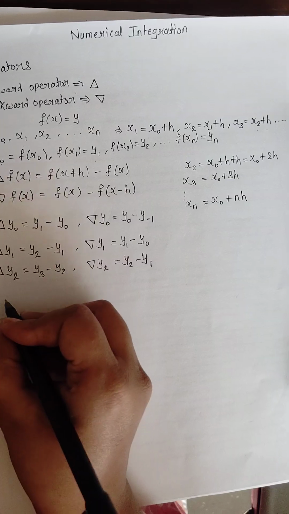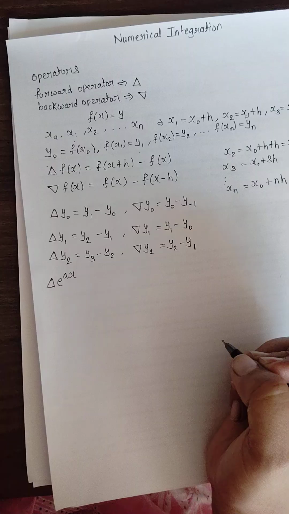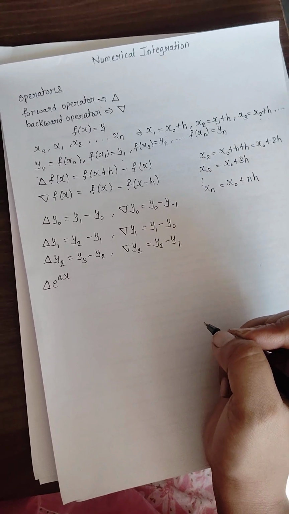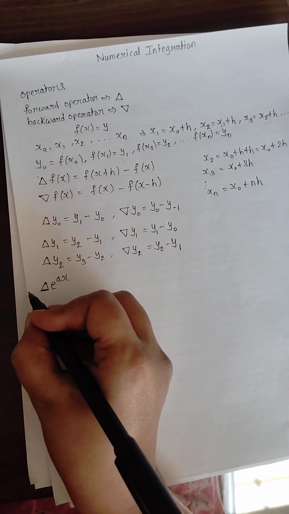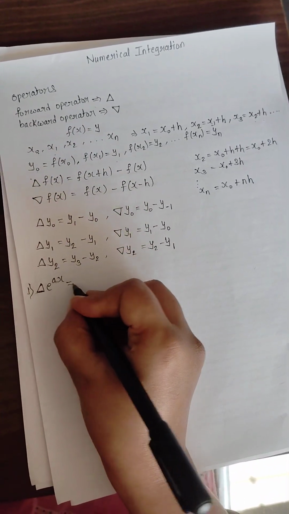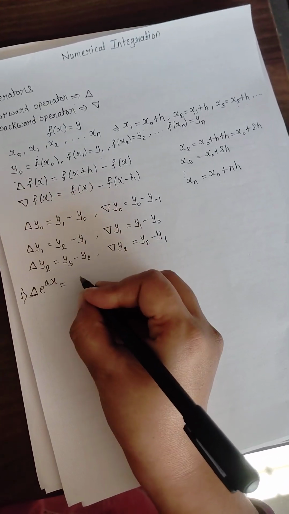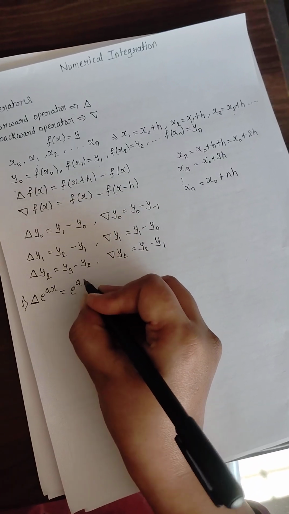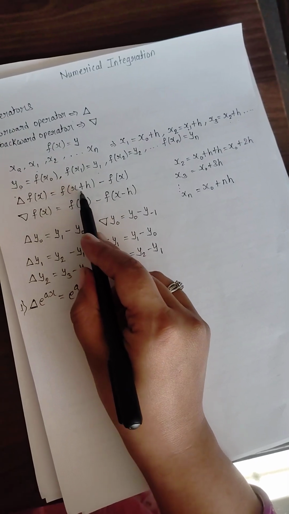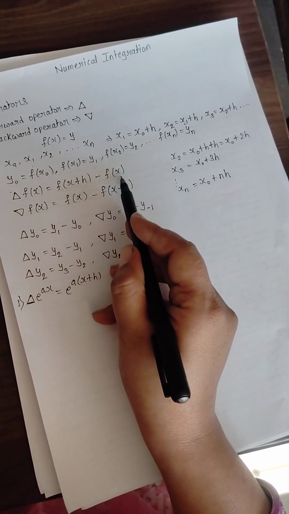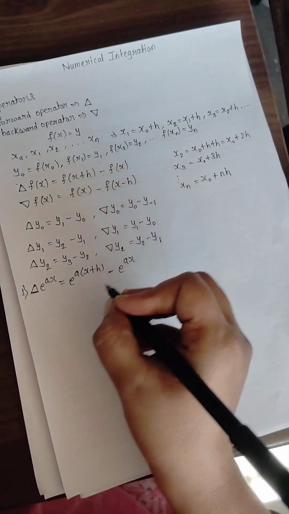So for example, if I want to find out delta of e to the power ax. So here we have the forward operator and we will take the step size as h. So to find out this, what should be the next value? So this is the forward operator. So next value of e to the power ax, we will add x plus h, because delta of f of x is f of x plus h minus f of x, minus e to the power ax.